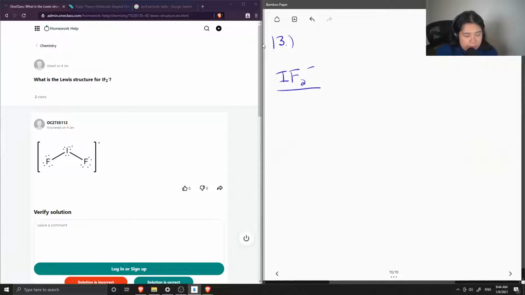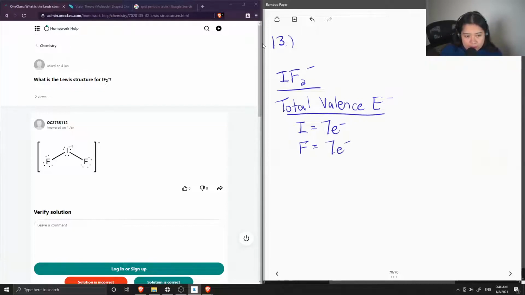So to find the Lewis structure of this ion, let's find the total valence electrons. Iodine has 7 valence electrons, and fluorine also has 7, but there are 2 fluorine atoms, so we multiply that by 2. And the overall charge of the ion is -1, so we're going to add an extra electron. If we add these all up, you get 22 valence electrons.